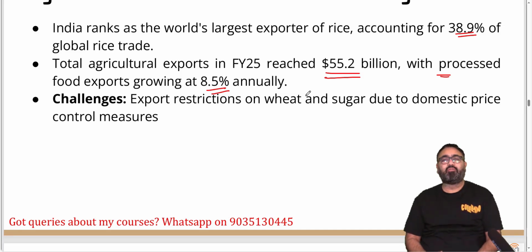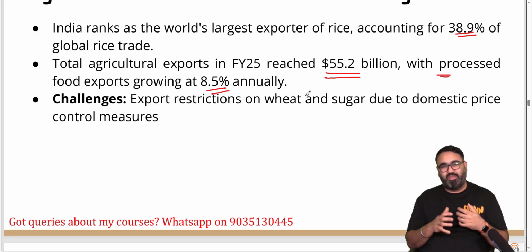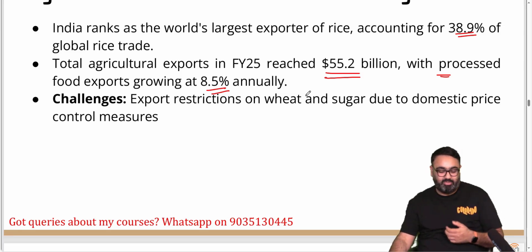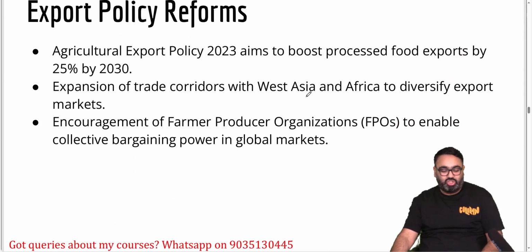Think of it this way: when you are buying onions at a high price, it may be costly for you, but that's beneficial for the farmers. So whether the government should just allow the market forces to continue and decide the price, or whether the government should intervene and then put restriction on export, that is also a big debated point. Then the government has also reformed its export policy.